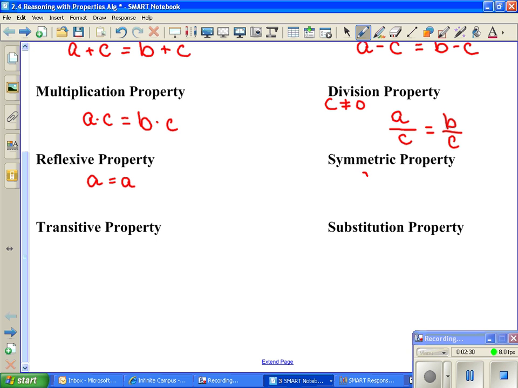The symmetric property: if a number equals something else, like x equals 1, then you can reverse it, and you still get the same answer. Reflexive is the exact same number, the exact same thing. Symmetric means you can reverse the order.